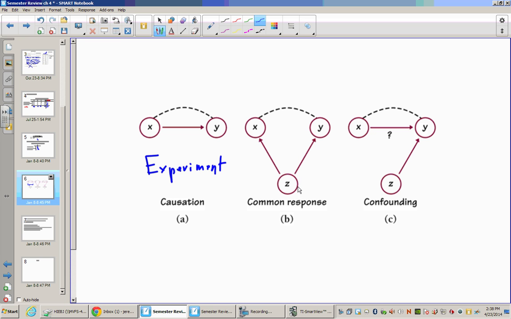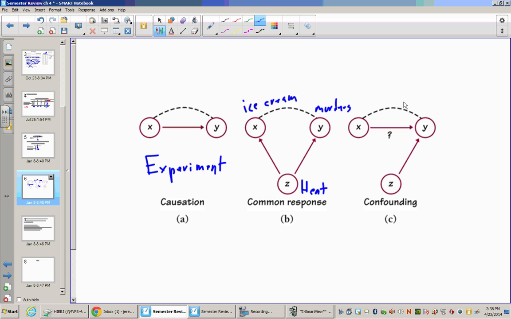A common response is something that affects both variables that causes them to go up or down. The common example is heat. It causes ice cream sales to go up, and it also causes murders to go up. Now, you could look at ice cream sales going up and murders going up and see that there's a correlation. And you can see that they do increase together and decrease together. However, that's not the cause of it. Heat is causing both of those to go up and go down.